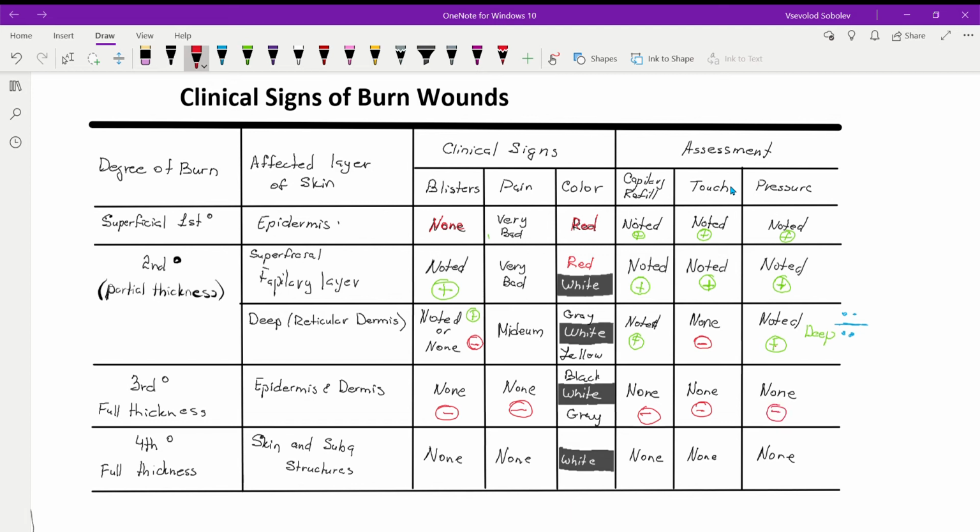pressure felt. So fourth degree, full thickness: skin, subcutaneous structures, and muscle. So blisters are absent. Pain, no pain. Color, again, white, black, black. Capillary fill, no capillary fill. Touch, no response to touch. Pressure, you touch the fourth degree, no pressure sensation.